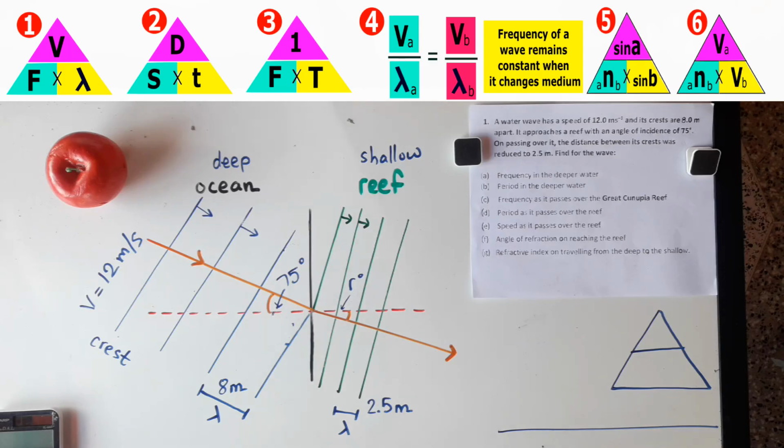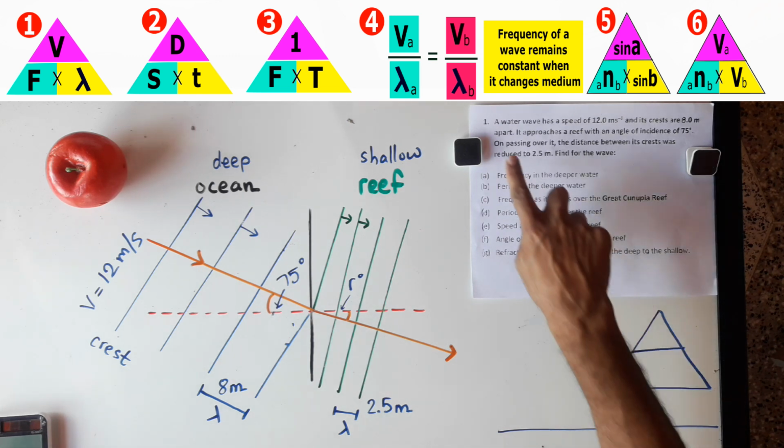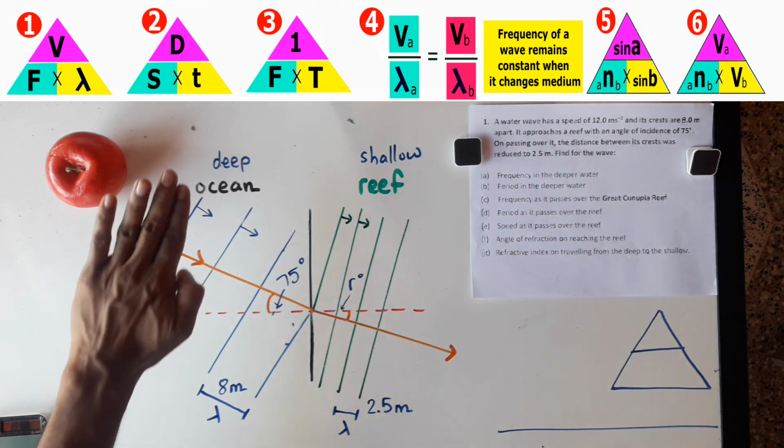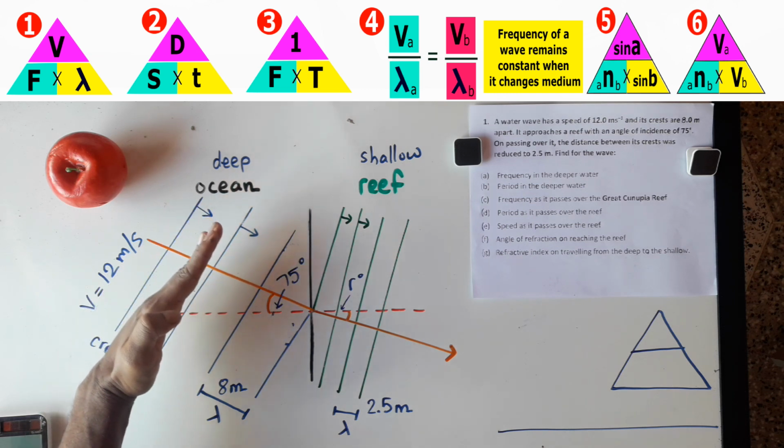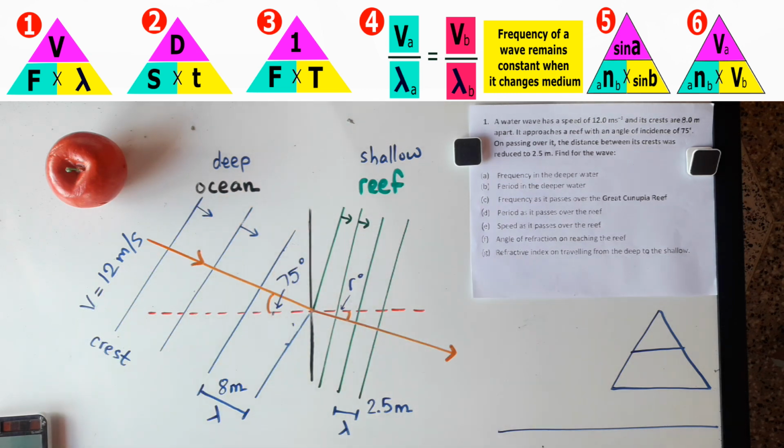Alright, so let's start our first question. Let's read the question first. I drew a diagram to summarize what's going on, but I still think I'll need to talk it through. Here we have a wave in the deep part of the ocean, and the wave is going to go from the deep into the reef.